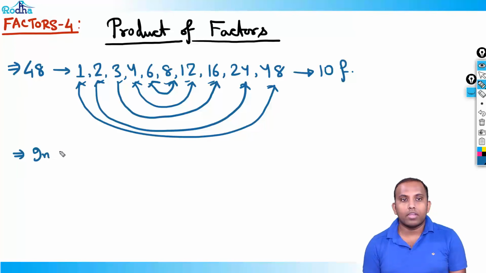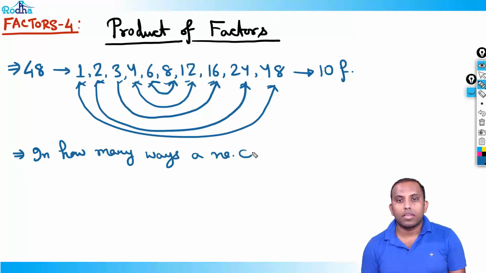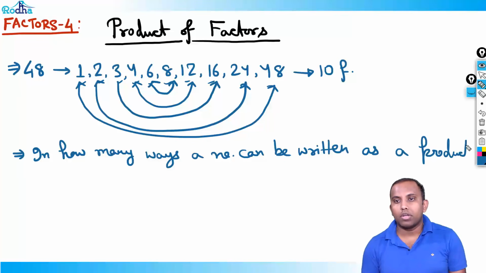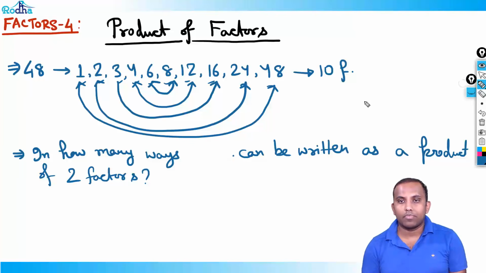So let me write a question here: in how many ways can a number be written as a product of two factors? And let's say for now that number is 48. So 48 can be written as a product of two factors.